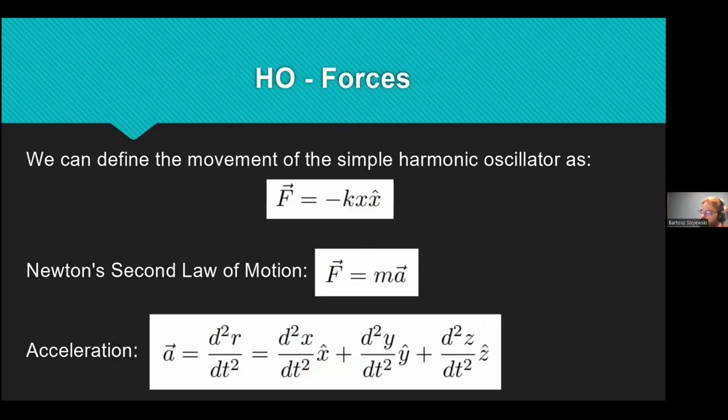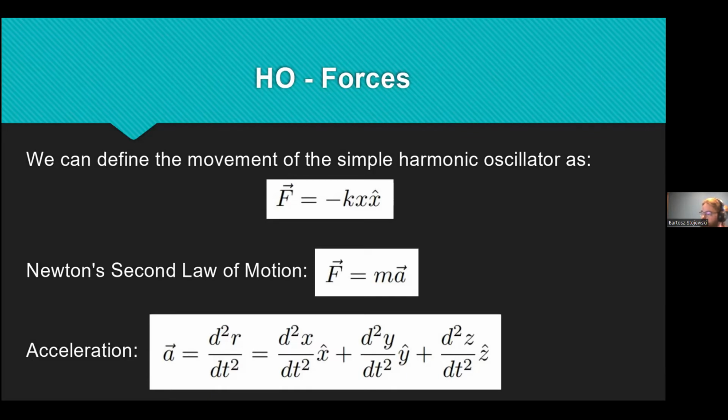By using Hooke's law, which says that the spring extended or compressed by some distance x scales linearly with respect to that distance, we can define the movement of simple harmonic oscillator as shown on the first image on the slide, where F is a restoring force, k is a constant related to spring, x is a distance to equilibrium position, and x̂ is a versor of x with length of 1.